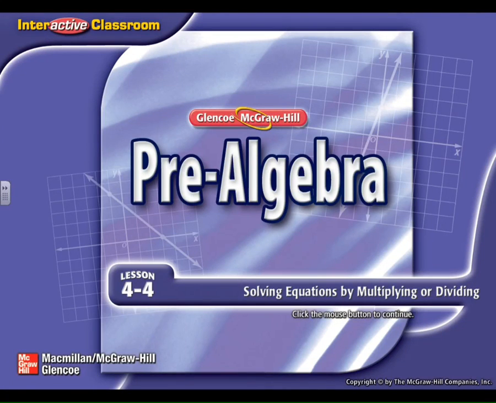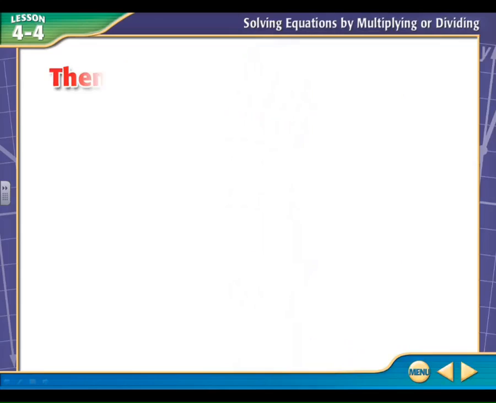Hello, Pre-Algebra. This is Chapter 4, Lesson 4, Solving Equations by Multiplying or Dividing. You may want to get some paper and use the Cornell note-taking strategy if you want to use these notes as your evidence of learning. All right, let's get started.